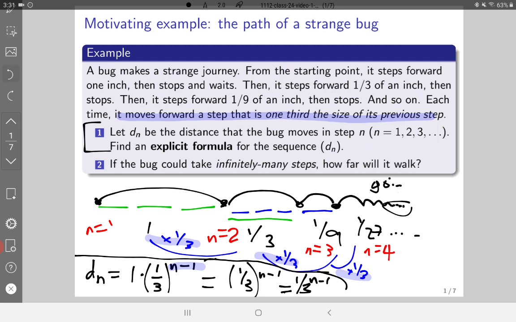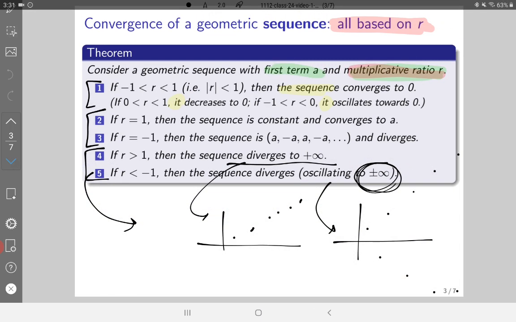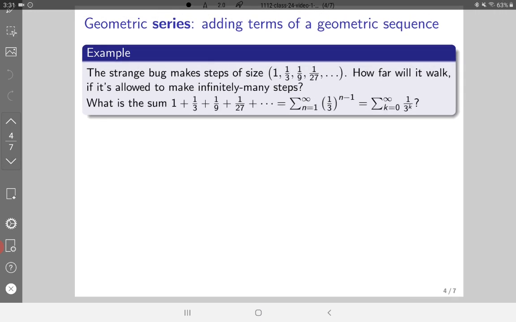I don't want to say going to 0 to confuse you about distance, but the size of the steps is getting smaller and smaller. And essentially, if I wait a long enough time, I won't really be able to see that the bug is moving, because it takes a step that's such a small fraction of an inch. But that follow-up question was, how far will the bug walk if I'm allowed to let it take infinitely many steps? And that might seem kind of like a big physical stretch of the imagination, but in some sense, honestly, so what? That's kind of what math is all about, stretching our imagination.